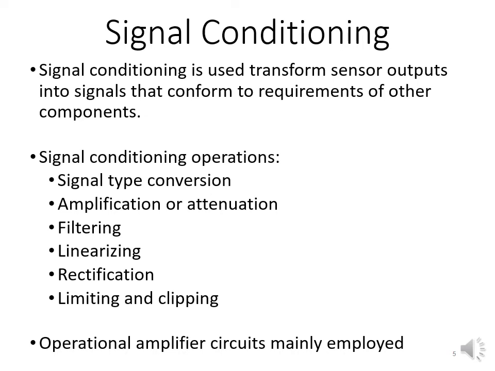Limiting and clipping is another one. So we may need to cut off some signal excesses so that it suits the requirements of the rest of the system. Generally, operational amplifier circuits are used as signal conditioners.